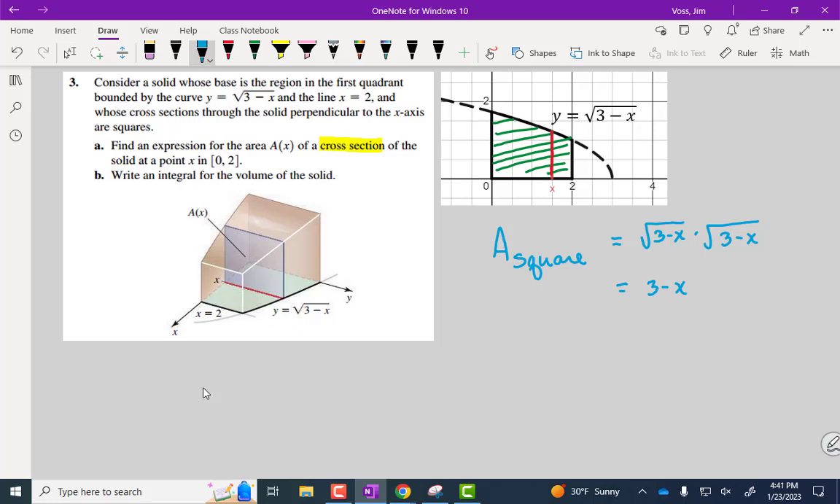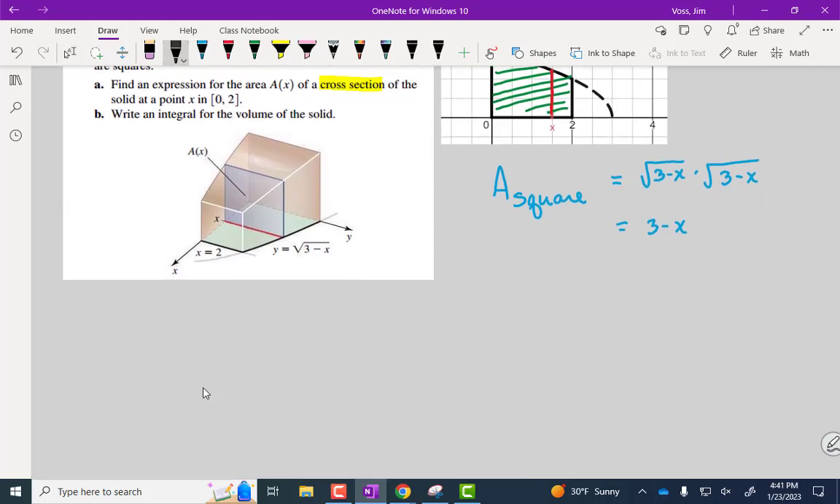Okay, so now to get to the volume, all we do is integrate area. So volume is the integral of area. And they tell us that we are looking on the interval 0 to 2. So they tell us the domain here, 0 to 2. So upper limit 2, lower limit 0.